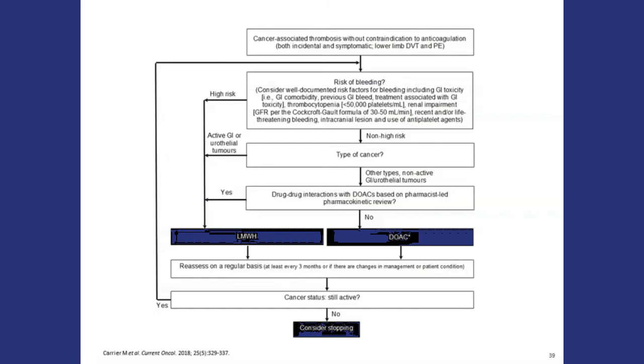But in the acute phase, we don't know if a patient is going to bleed or not. You don't know if they're going to do well on an anticoagulant. If they have these high-risk cancers like GI and urothelial cancers, we are recommending that you consider low molecular weight heparin first for these cancer types. If that's ruled out and they don't have those cancer types, then the drug-drug interactions, and hopefully you have a pharmacist that can help out in your center.